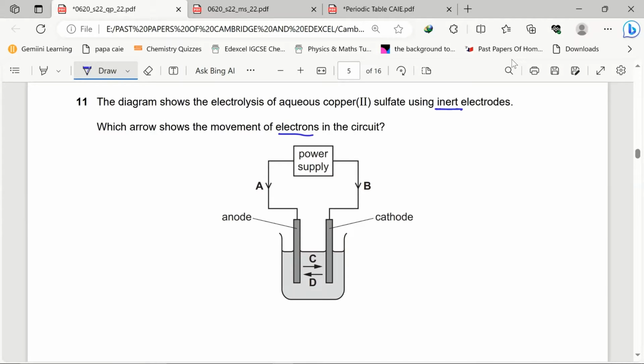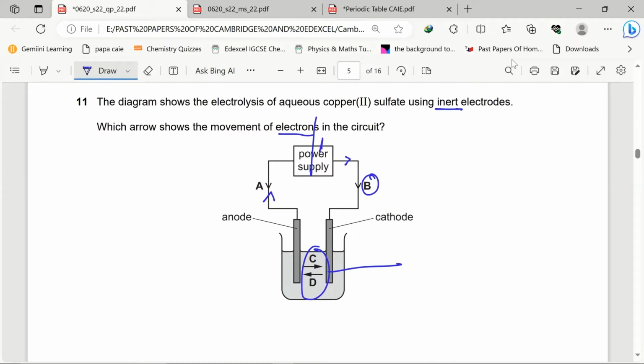So this should be the negative part of the battery, and this should be the positive part of the battery. So from the negative part of the battery, electrons should come, and electrons will come at anode first. So B should be the only correct answer. And this arrow should be in this way. And there is no movement of electrons in C and D.